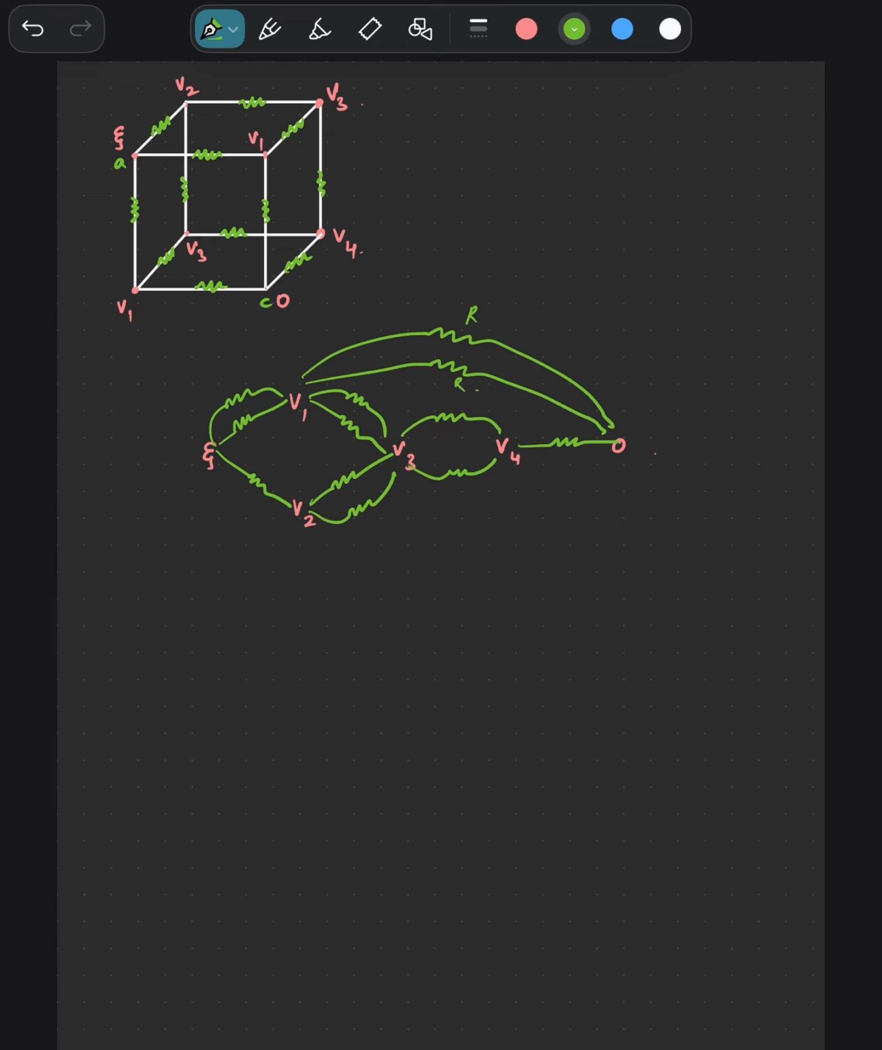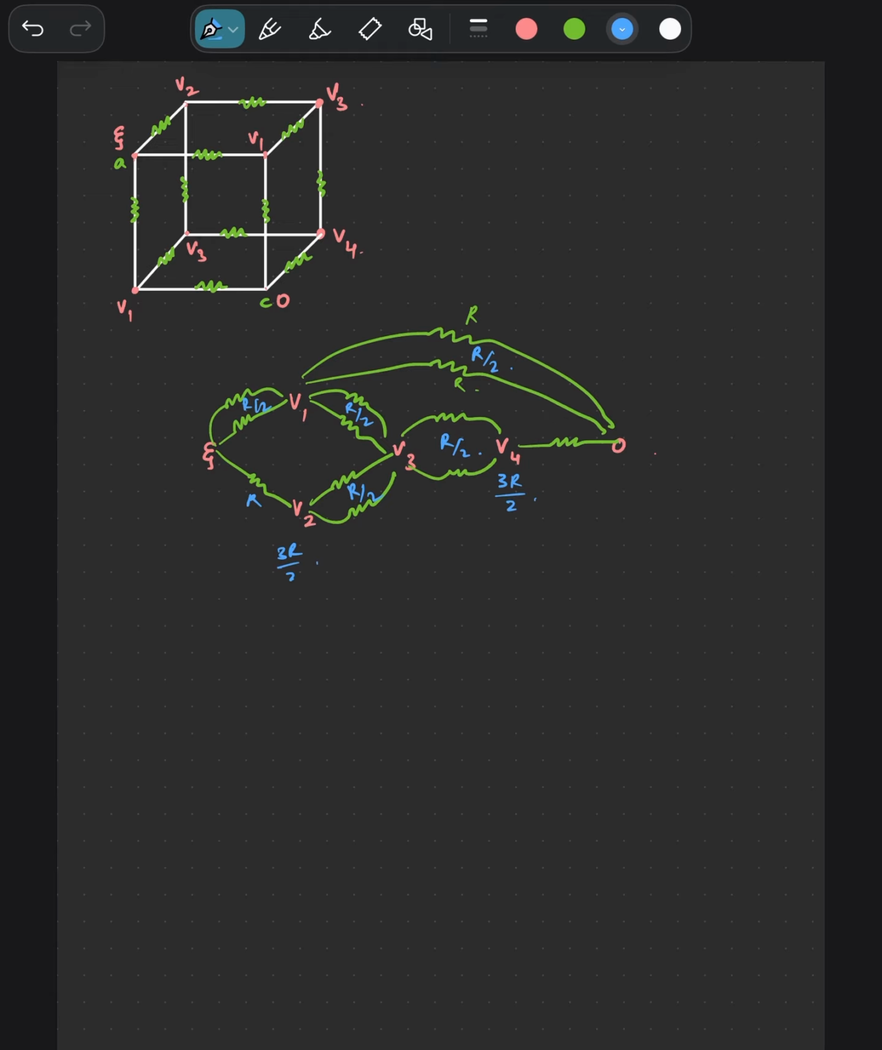So let's take care of the obvious parallel paths first. So this will be R by 2. This will also be R by 2. This will also be R by 2. This will also be R by 2, right? And we see that R by 2 and R are in series. So this will become equal to 3R by 2. And this is also equal to R by 2, right? So now even this R and R by 2 are in series. So this will also become equal to 3R by 2.